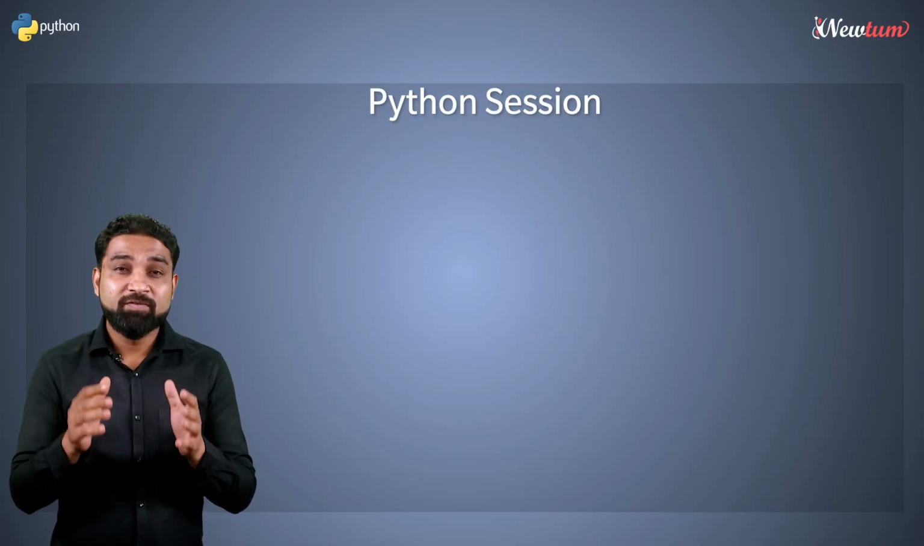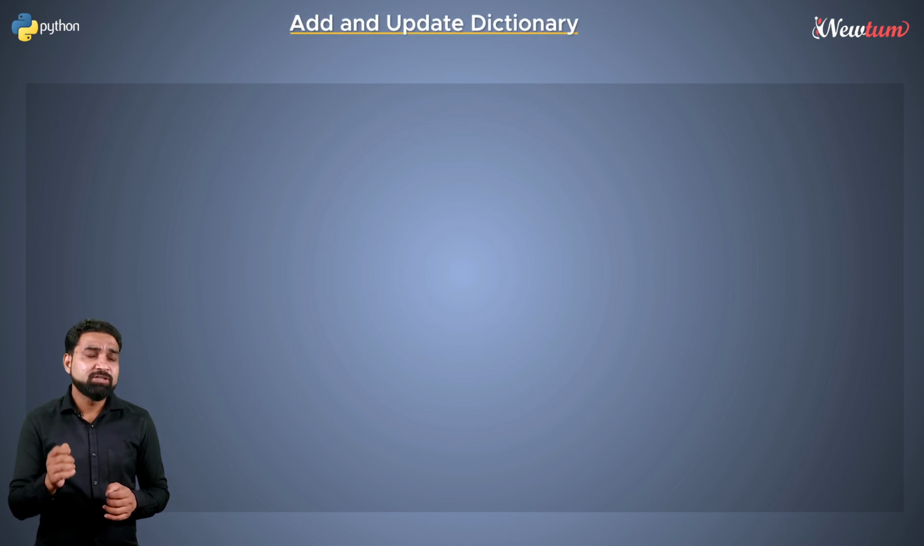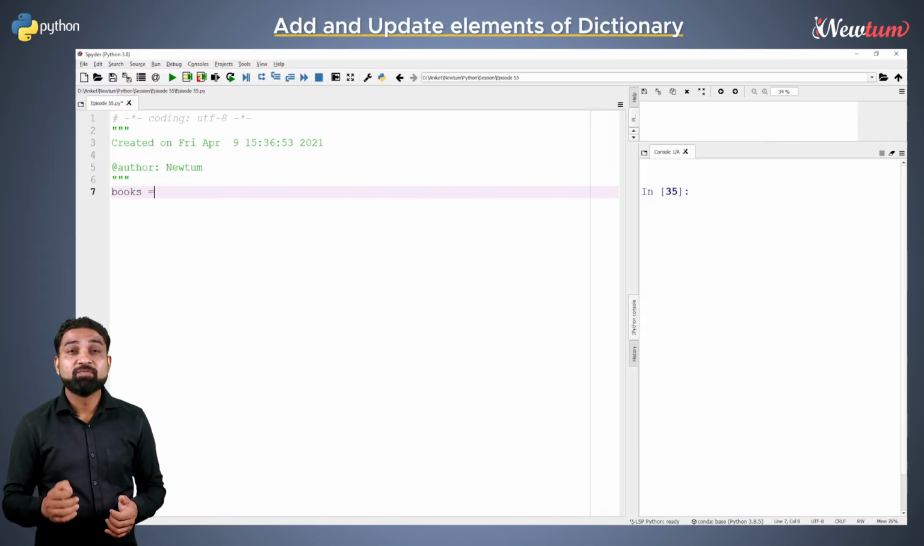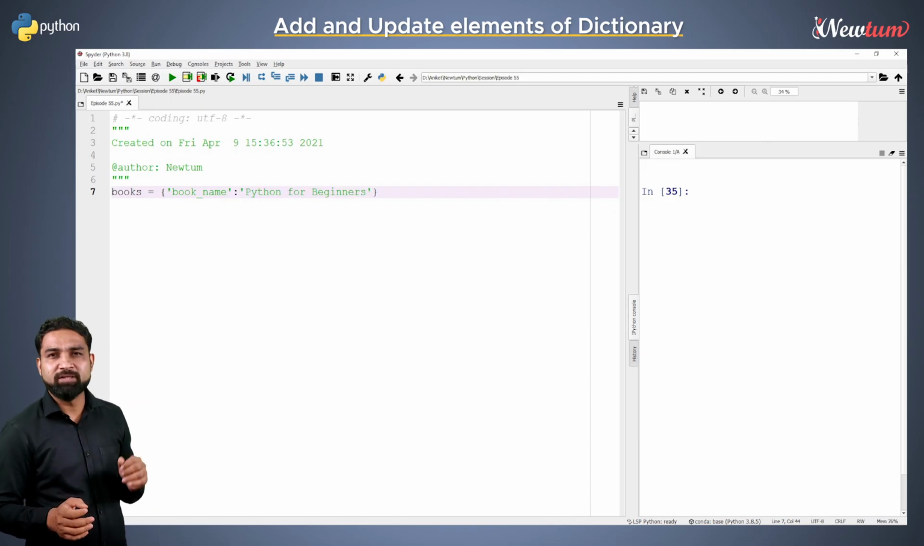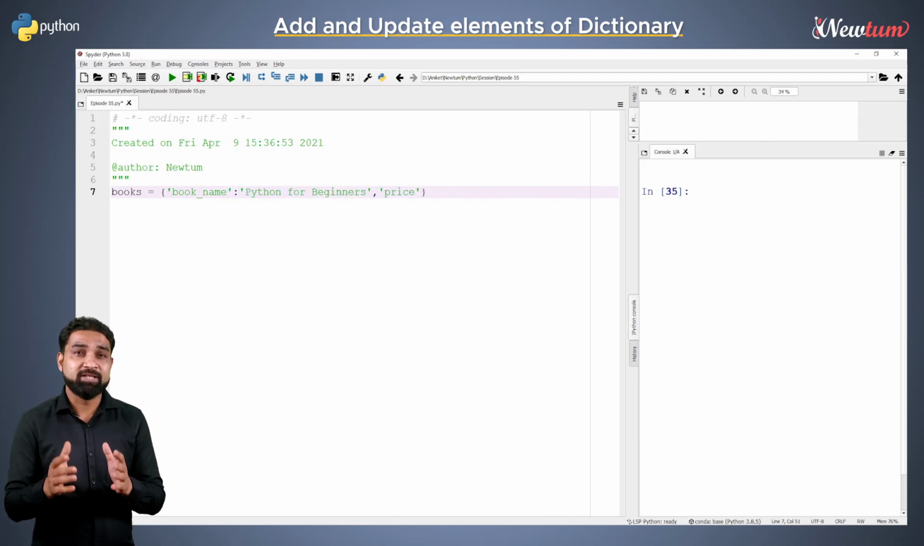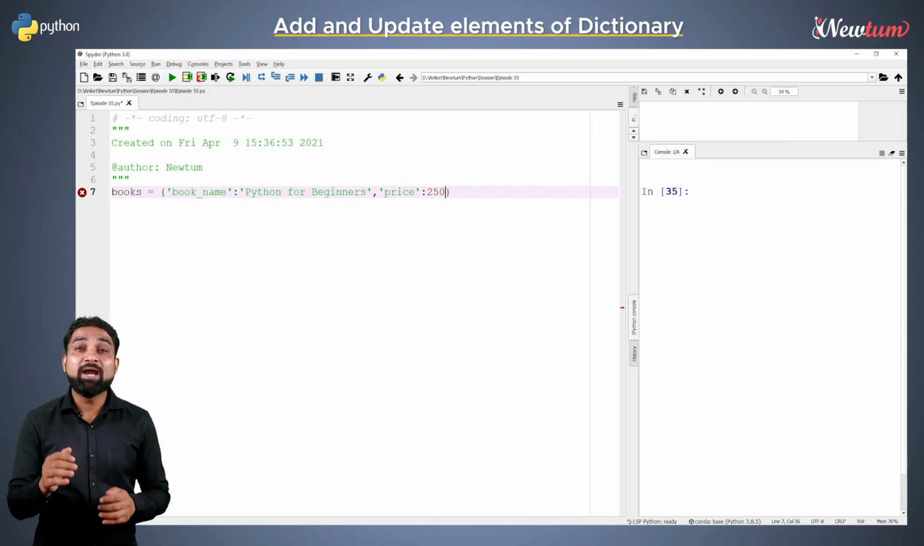In this session, we will learn how to add and update a dictionary. Just consider books as our dictionary with the key book_name and the value as Python for beginners. Also add a price key with the value 250 like this. Now suppose you want to add a new key as author with value PK Rangarajan.